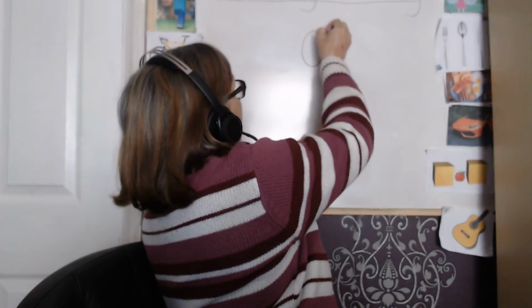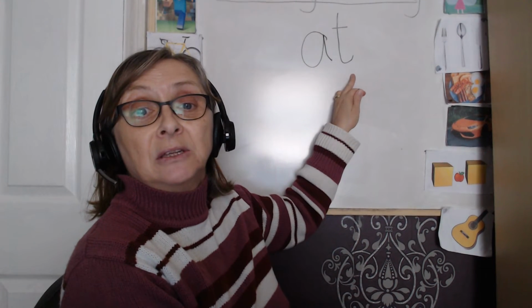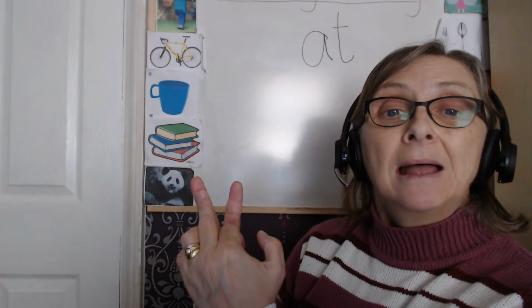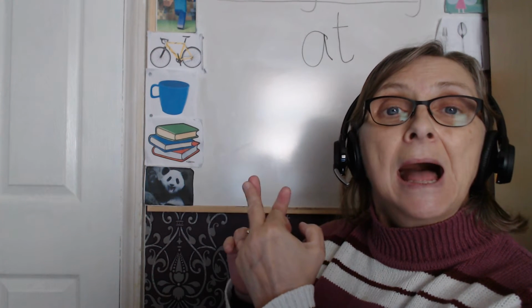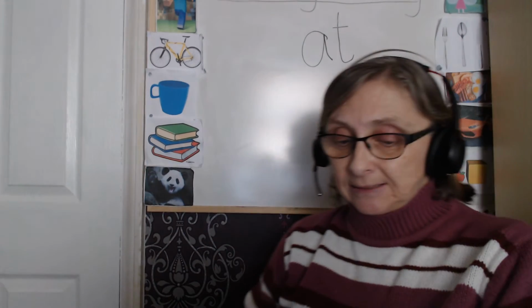Let's write that word on my board. At. There's two sounds in that word. A, t, at. So when you're blending, it's really important to use your fingers to show the sounds. A, t, at. That's our word. At.